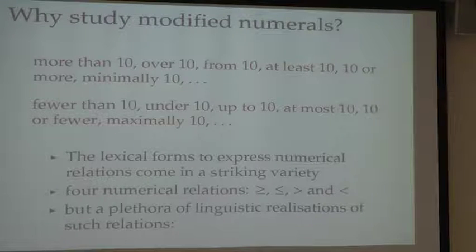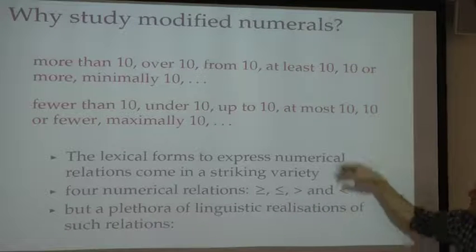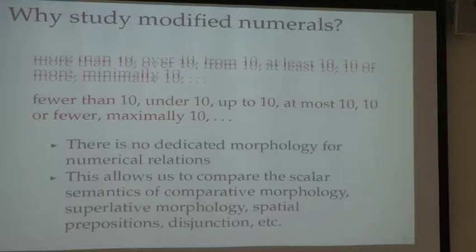So why do we want to study modified numerals? Well, one reason is that the lexical forms that we use to modify numerals come in a great variety. Here's the picture from English. You can say more than 10. You also have things like over 10, from 10, at least 10, 10 or more, minimally 10. And if you want to talk about upper bounds, you have similar stuff over here. But what is strange is that this variety of ways of expressing things really still expresses these four relations, right? So either an inclusive or an exclusive comparison between numbers. So these simple relations really go with quite a strange variety of expressions.